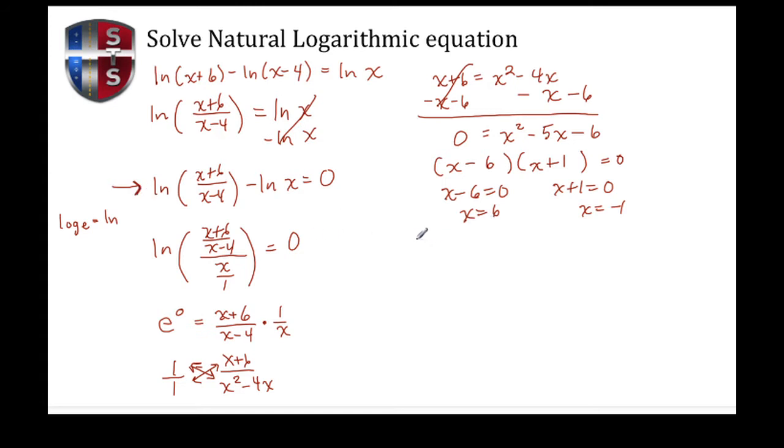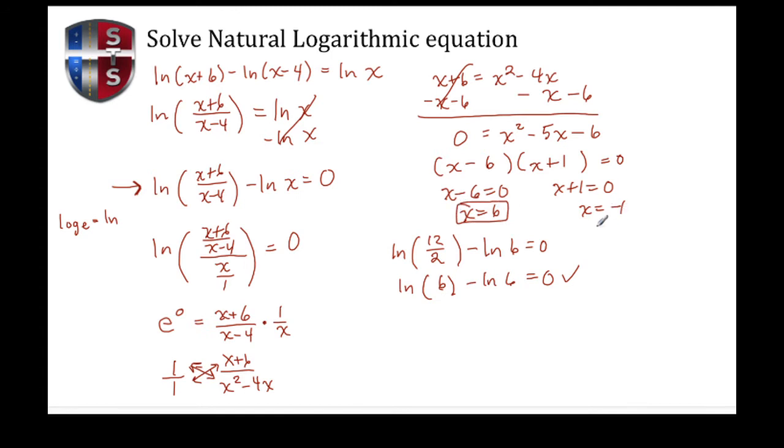So let's start with x equals 6. So I have the natural log of 6 plus 6 to give me a numerator of 12, and then 6 minus 4 to give me a denominator of 2. And I'm going to end up subtracting that from the natural log of 6. And again, that should be set equal to 0. As I resolve this part here, I have the natural log of 12 divided by 2, which is 6. So the natural log of 6 minus the natural log of 6 is in fact 0. So I know that x equals 6 is a solution.